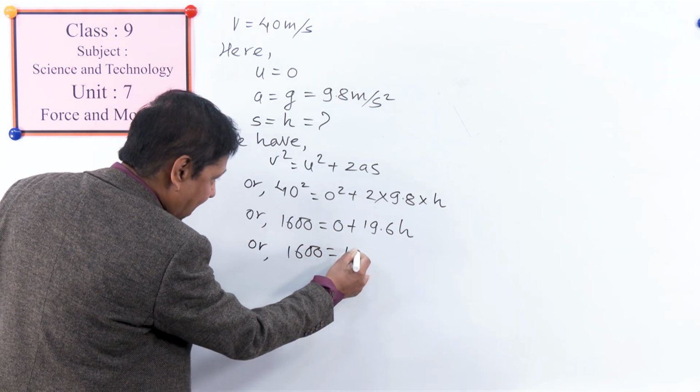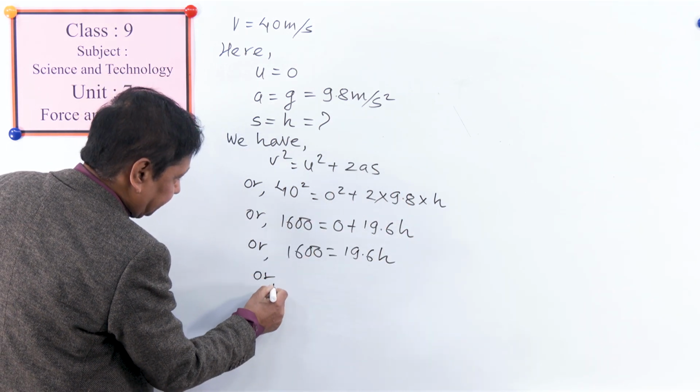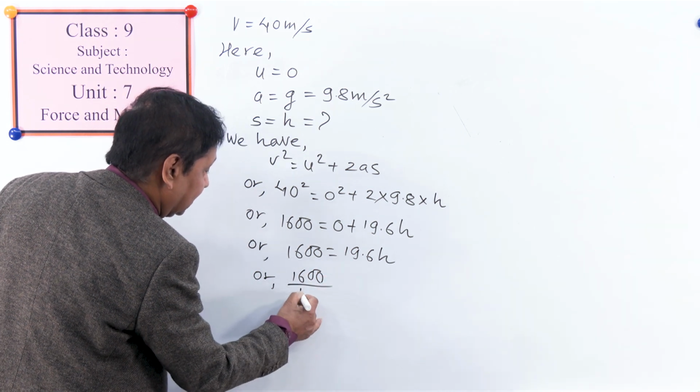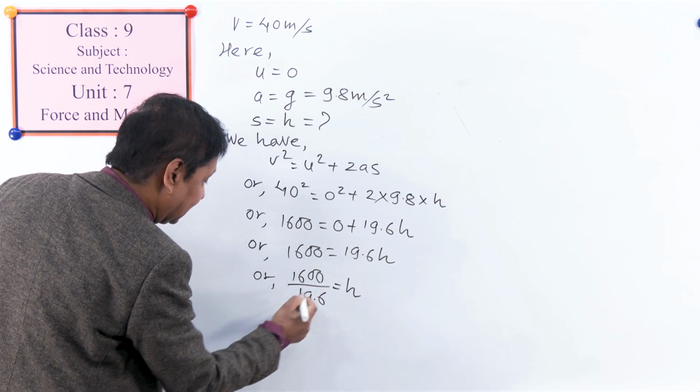Now 0 doesn't have any meaning, that's why I want to ignore this. 1600 equal to 19.6 s. Now 1600, if 19.6 is taken to left hand side, we will have here 1600 divided by 19.6 is equal to s.